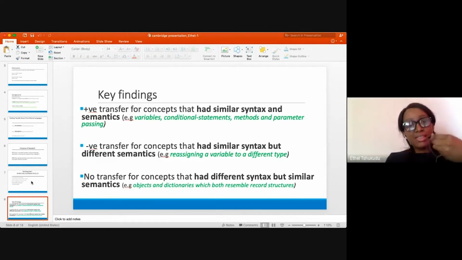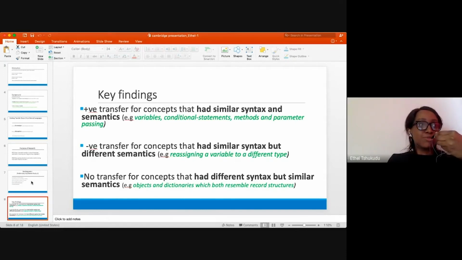The second one, where there was negative transfer, is whereby I think it was halfway through the Java course, I asked them about variable assignment, reassigning a variable that was initially assigned to a different value, to a different data type. That was midway in the Java course. And I know some of them were okay with that concept.